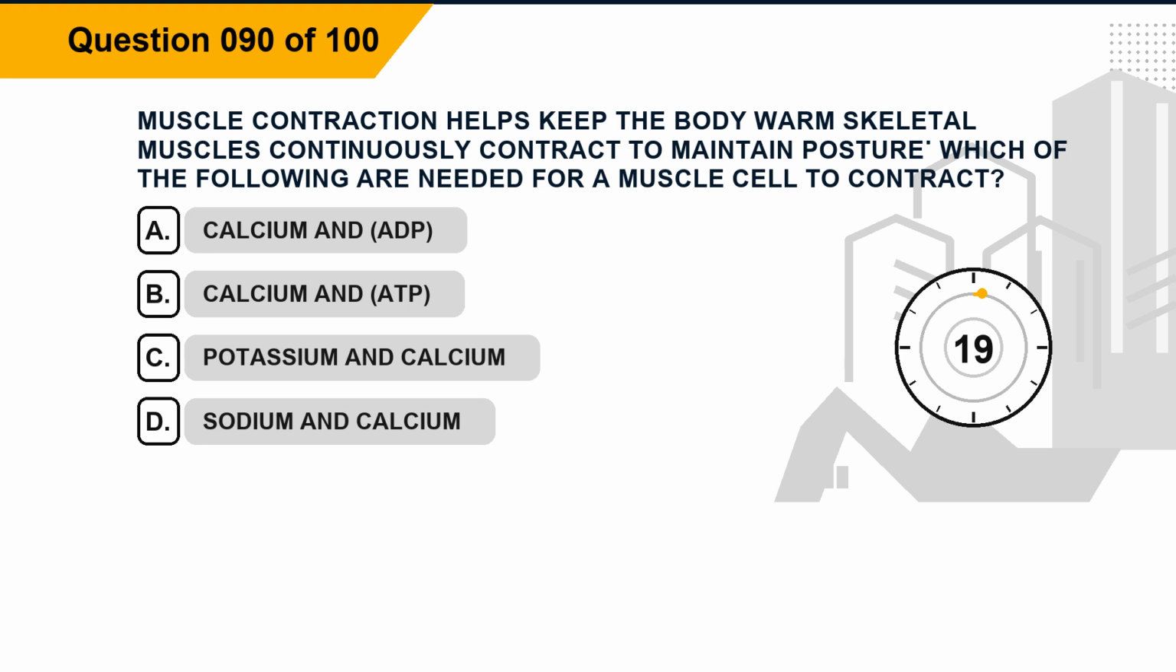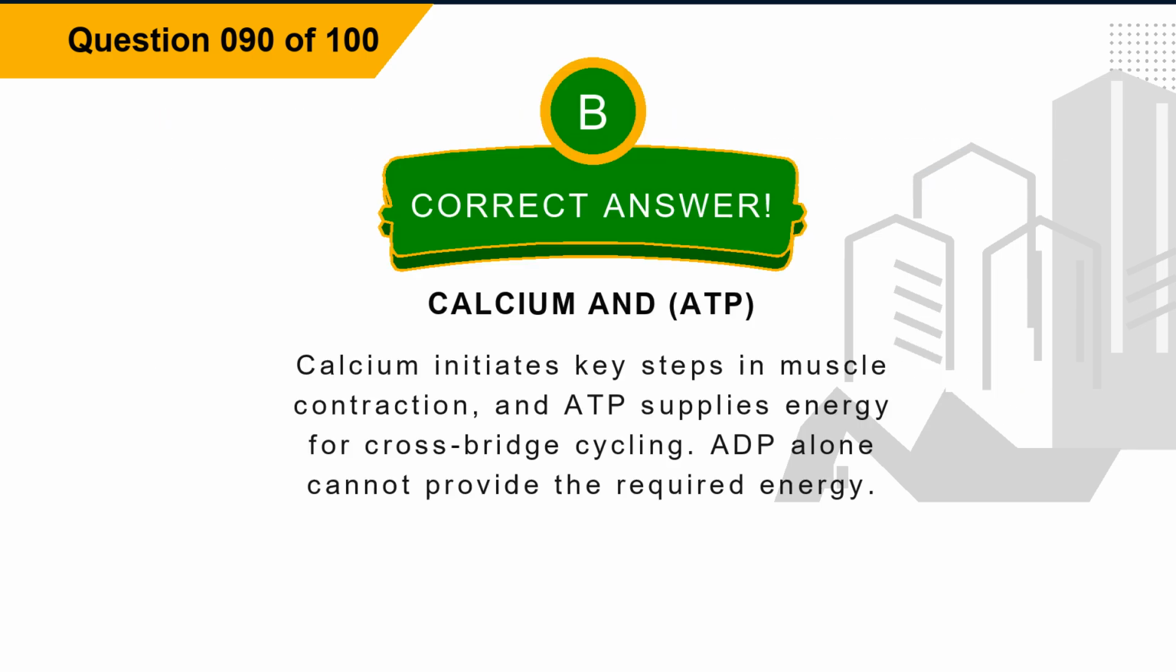Question 90. Muscle contraction helps keep the body warm. Skeletal muscles continuously contract to maintain posture. Which of the following are needed for a muscle cell to contract? Option A, calcium and ADP. Option B, calcium and ADP. Option C, potassium and calcium. Option D, sodium and calcium. The correct answer is option B, calcium and ADP. Explanation: calcium initiates key steps in muscle contraction, and ADP supplies energy for cross-bridge cycling. ADP alone cannot provide the required energy.